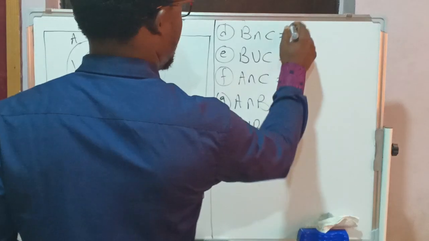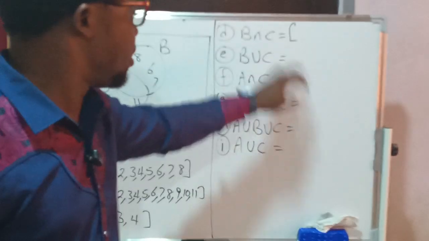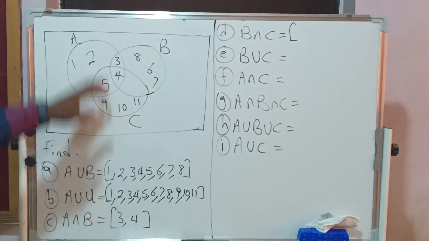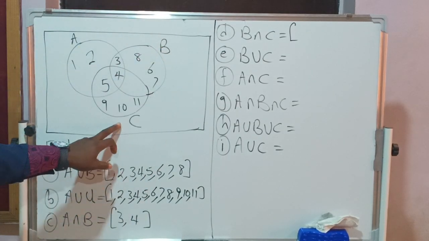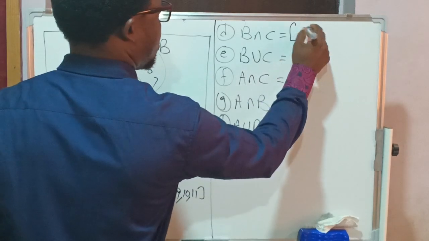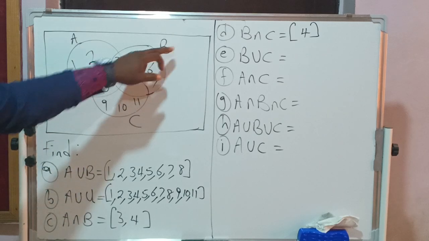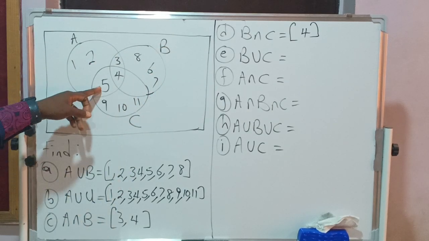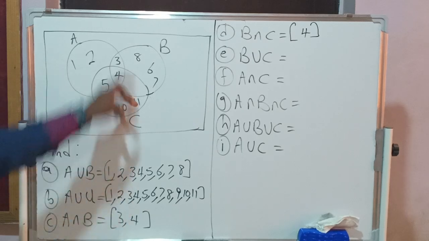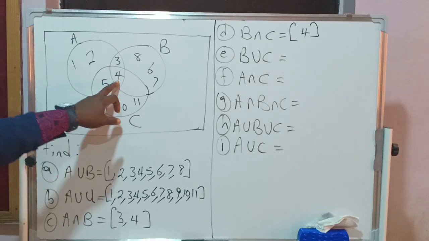Now let's go to number 4, the D. And the D says B intersect C. It does the same thing we did here. What you can see in B and also in C, that is the element that belongs to both B and C at the same time. And if you check properly, you discover that it's just 4. Can you see? Just 4. You can't say 3. 3 is only in B, but not in C. You can't say 5. 5 is in A and C, but not in B. So the only element in B and C at the same time is 4.